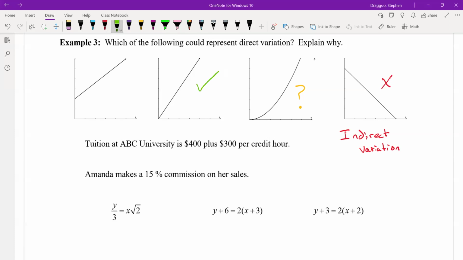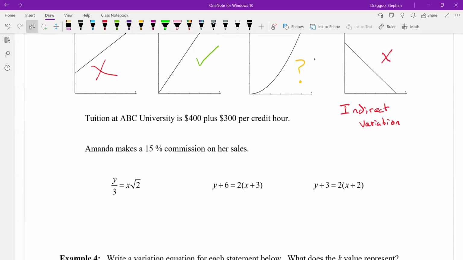Best example for what direct variation looks like is this linear graph right here. It's going to have a positive slope, and direct variation also needs to pass through the origin. If two values vary directly, then if one of them is 0, the other must be 0 as well. So this guy is not direct variation because it doesn't pass through the origin.